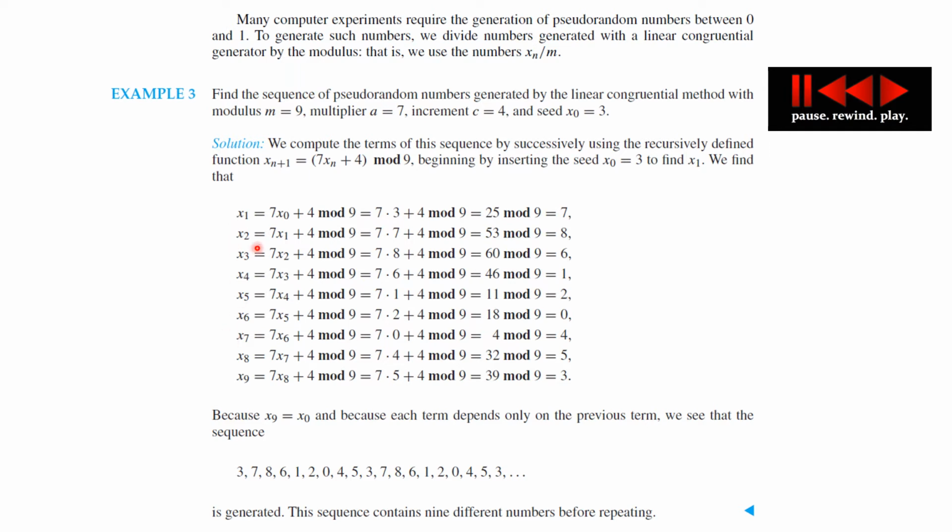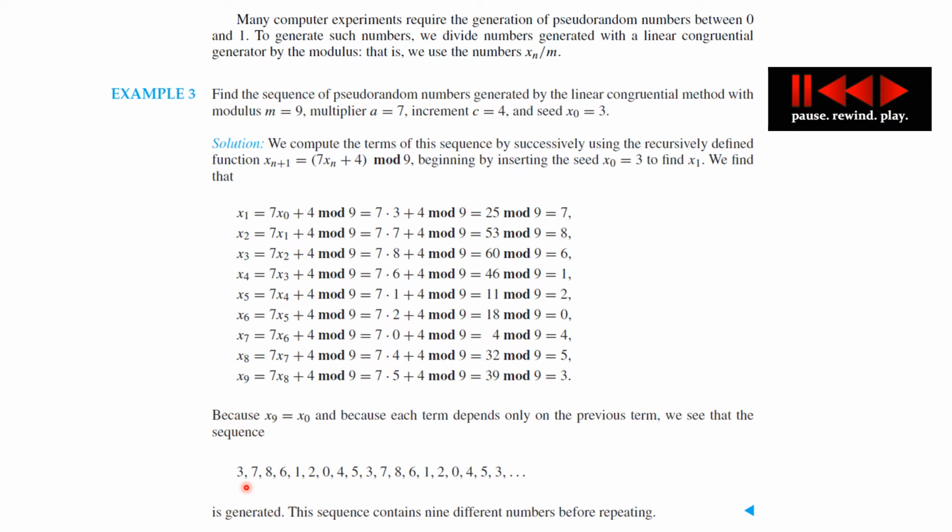Okay, so we will compute x1. x0 was the seed, so we'll compute x1, x2, and so on and so forth. So for x1, I take 7 times x0 plus 4, mod 9, and I do the calculation, and I get 7 for that. Now x2, doing the calculation again, is 8, then x3. And notice that each of these depends on the one immediately before. And we'll go up to x9. Because x9 equals x0, and because each term depends only on the previous term, this sequence is generated.